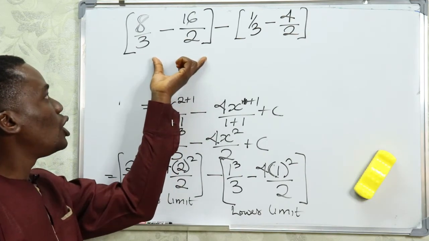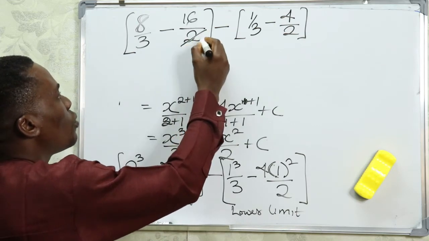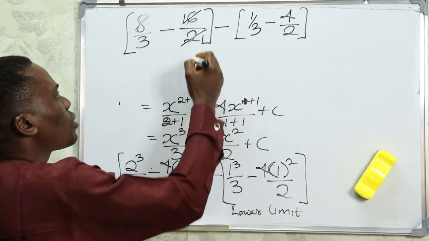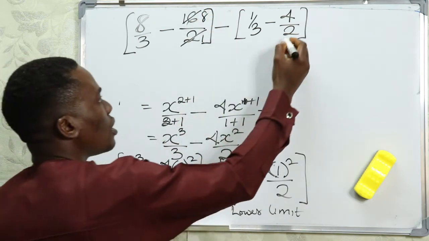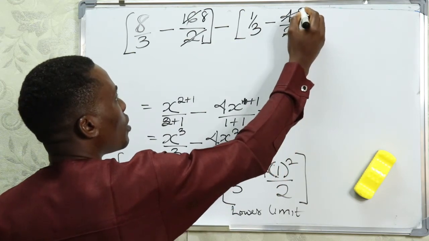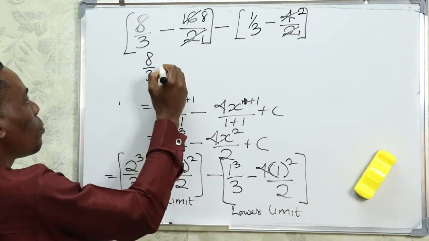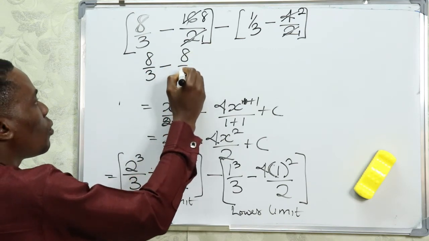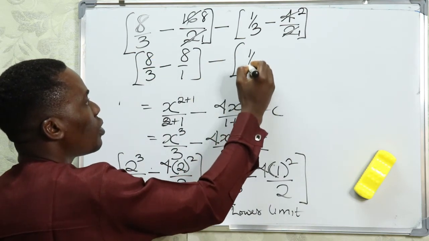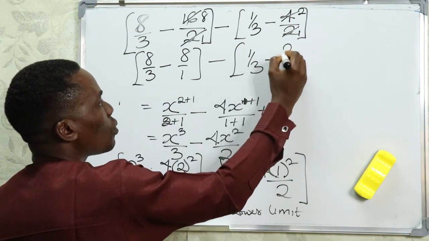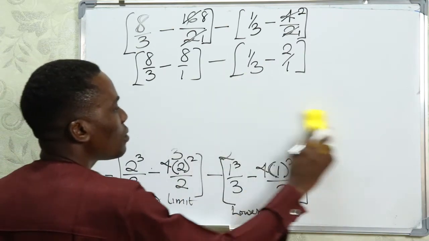Done this, we can now reduce this to make the equation very easy for us to simplify. 2 here will give us 1. 2 here will give us 8, because 8 times 2 is 16. 2 here will give us 1. 2 here will give us 2. So we simplify it further. We'll have 8 divided by 3 minus 8 divided by 1 for the upper limit. And then we'll do the same for the lower limit, and that will give us 2 over 1.